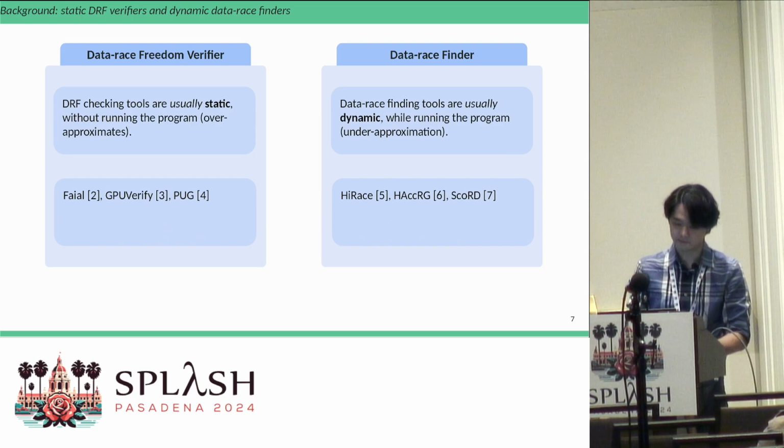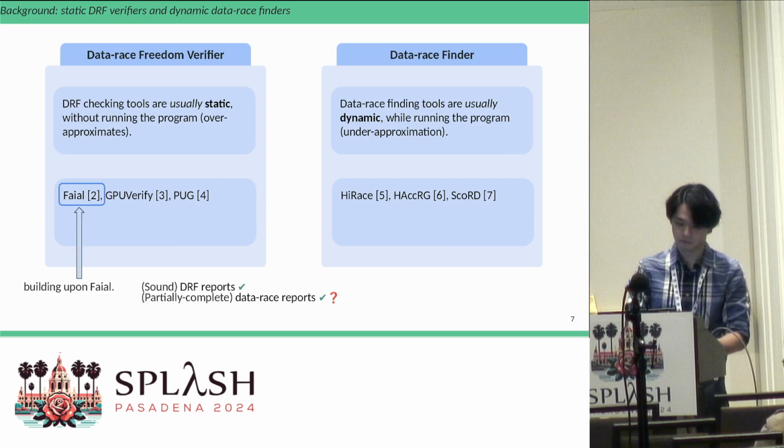So most DRF tools are usually static checkers. They check without running the program, which are approximations. Examples of such tools are Faial, GPUVerify, and PUG. Data race finders are usually dynamic, usually under-approximations of the program. Examples of these are HiRace, HAccRG, and ScoRD.